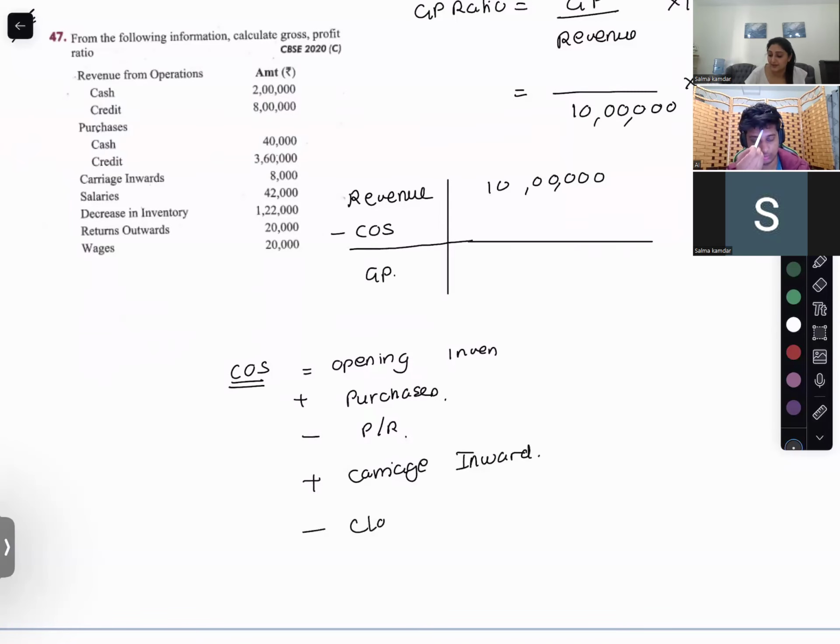Opening inventory minus closing inventory gives me my cost of sales. You know this formula for cost of sales? No. Opening inventory plus purchases. In the purchases, you will remove your purchase return. You will add the carriage inward minus the closing inventory will give you cost of sales.